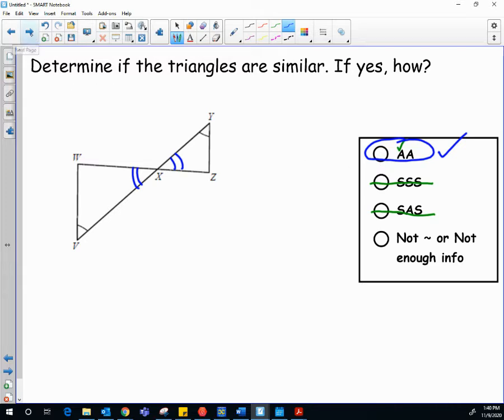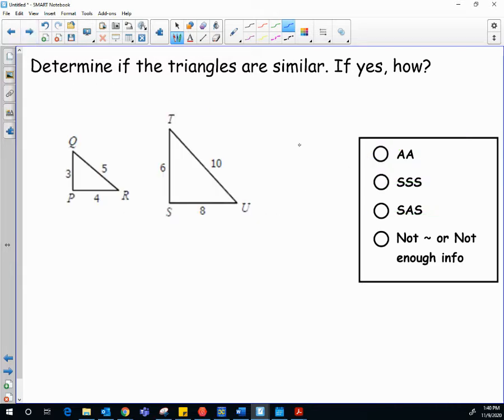Okay. All right, let's try another one. We want to determine if the triangles are similar. What do we have? Well, I don't have any angles given. They didn't give me any angles, so I know it's not angle-angle. And I know it's not going to be side-angle-side because I wasn't given any information about angles. So it's either going to be side-side-side, or it's going to be not similar.